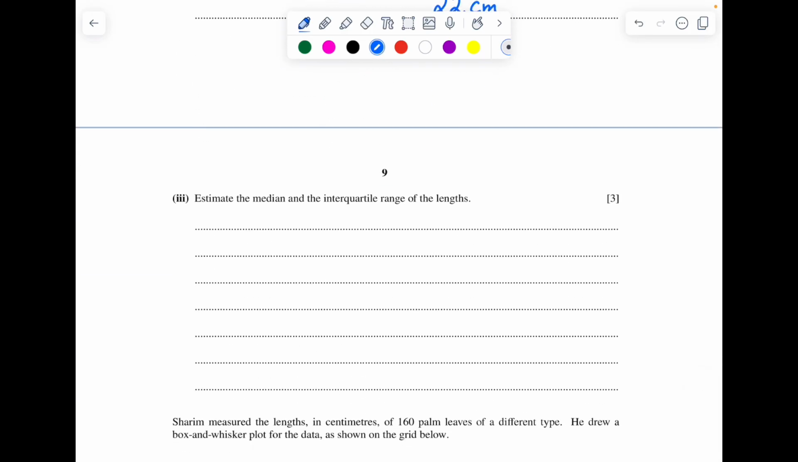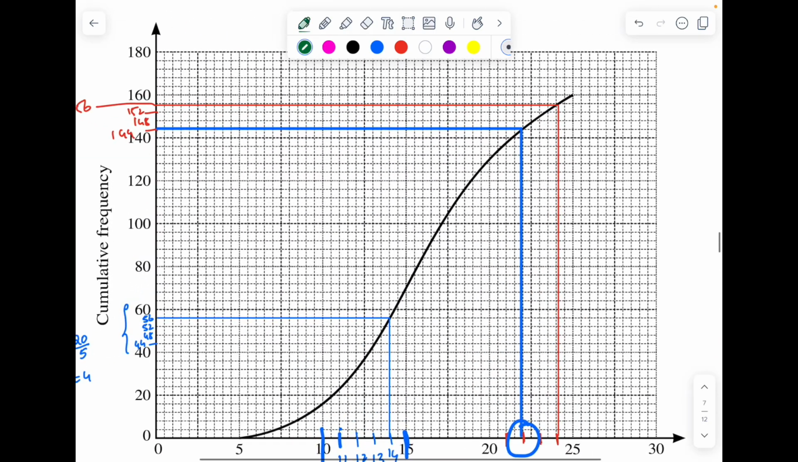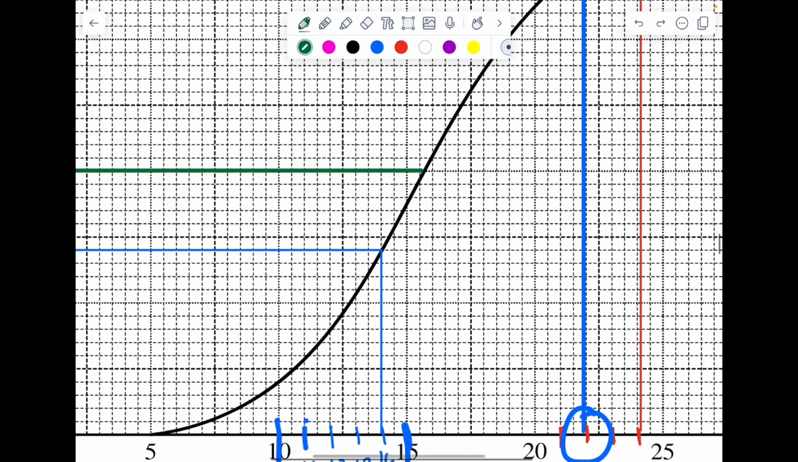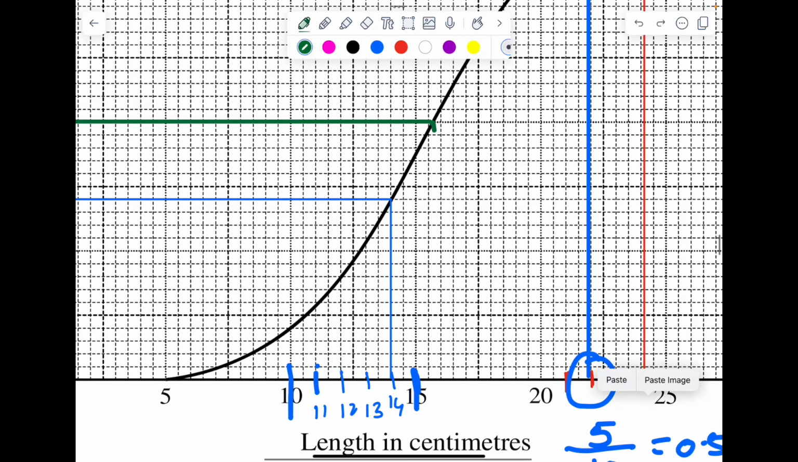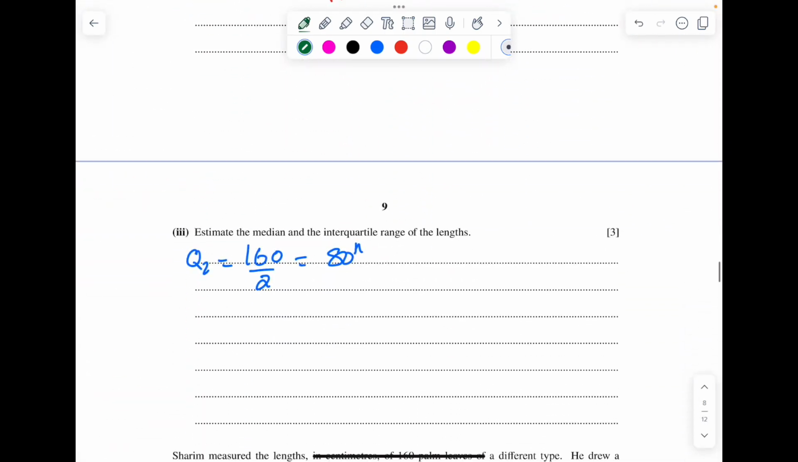Estimate the median and the interquartile range. So 160 for the median, 160 divided by 2, which is 80th. From 80, draw the line and hit the graph. From 80, draw the line and hit it out. It's going to be nothing but how much? See carefully. It is between 15 and 16, so 15.5. So Q2 is 15.5.